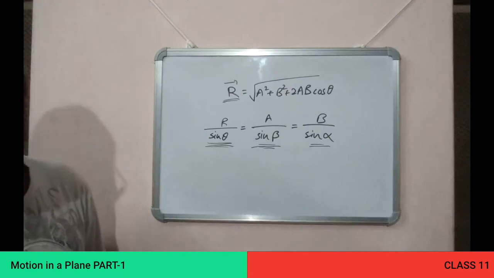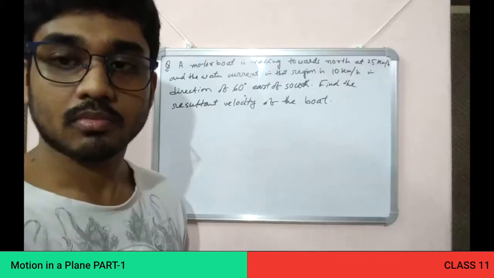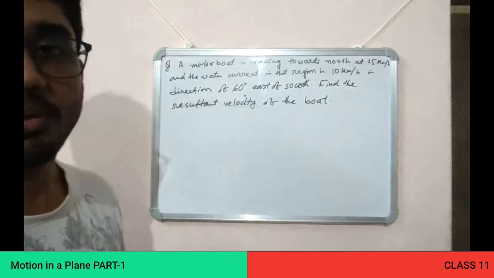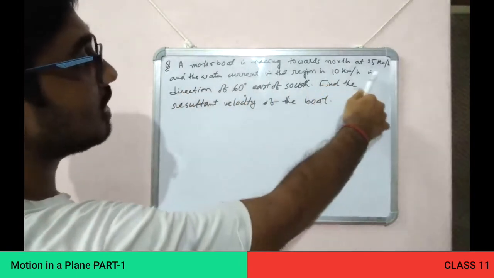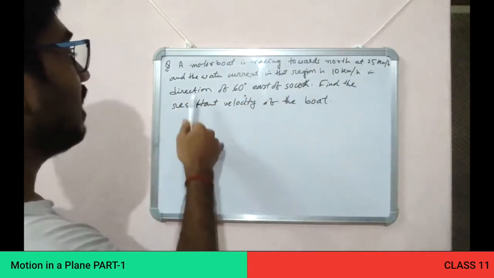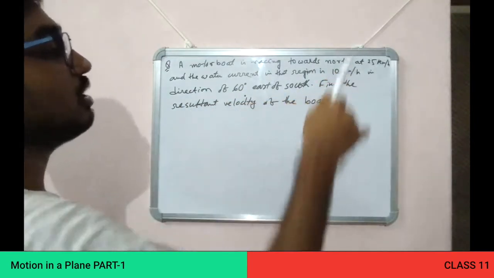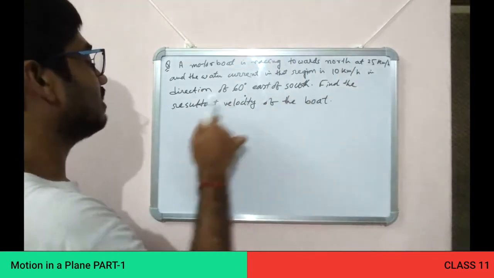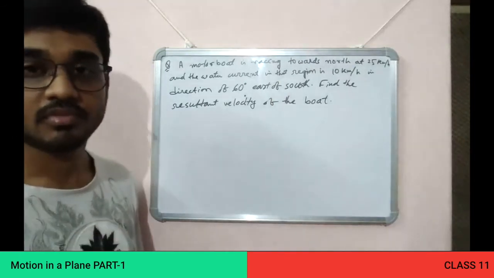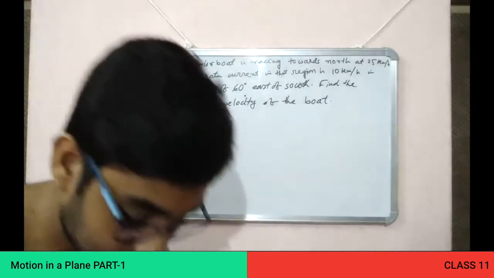We will go through another example. Please copy the problem first. I will write it on the board, then pause the video and copy. So here is our problem. I am repeating the problem. A motorboat is racing towards northeast at 25 km per hour, and the water current in that region is 10 km per hour in the direction of 60 degree east of south. Then find the resultant velocity of the boat. This is our problem. We will solve this.